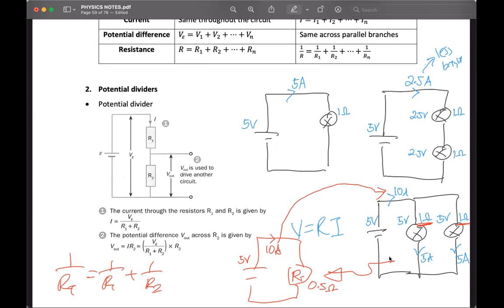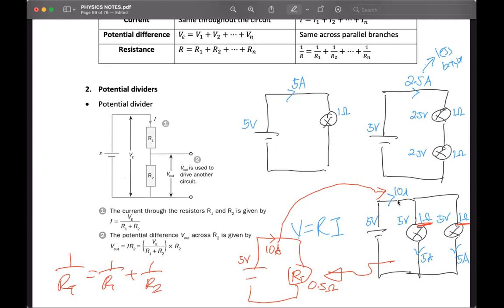Okay, so if you were to combine the two bulbs to just do simple calculation, this combination of the two bulbs will give you the total resistance of 0.5 ohm. Clear so far? And this 0.5 ohm with 5 volt will give you a 10 ampere of current. So this 10 ampere is the same as this 10 ampere here. Do you see everything actually tallies very neatly?